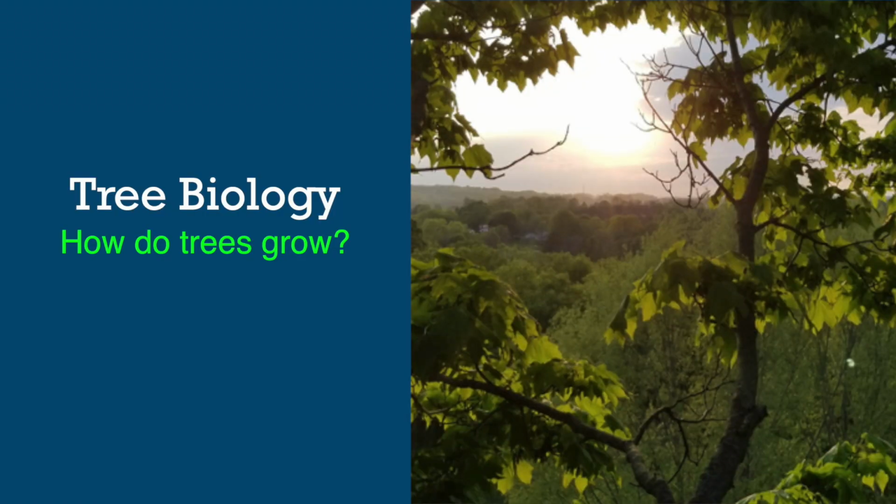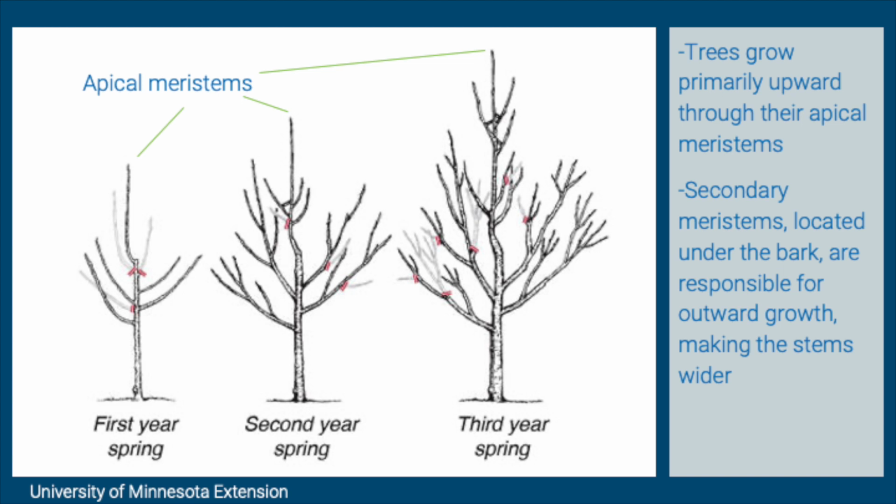Tree biology. How do trees grow? Knowing how trees grow provides a good foundation on how to best care for them. For starters, trees are woody plants that produce their energy through photosynthesis, which takes place in their leaves. But getting a little deeper than that, trees, like us, are full of hormones that control their growth. They have two main areas of growth, upward in height and outward in diameter.